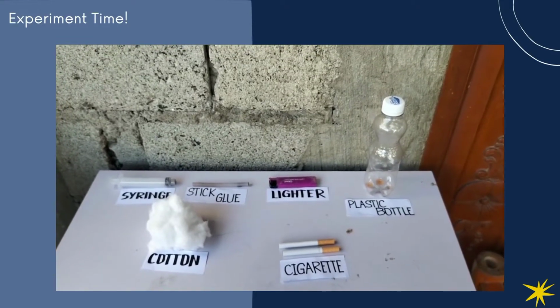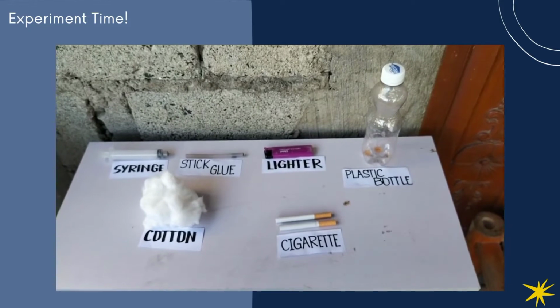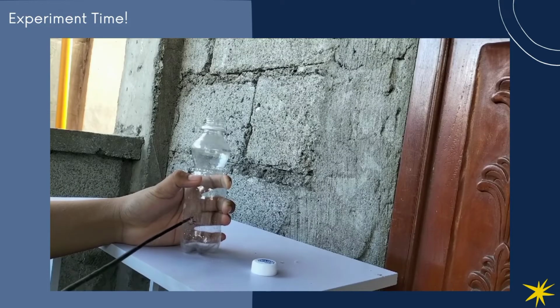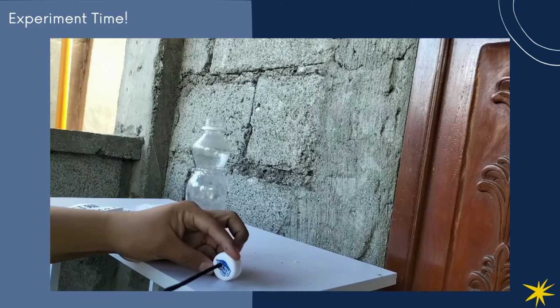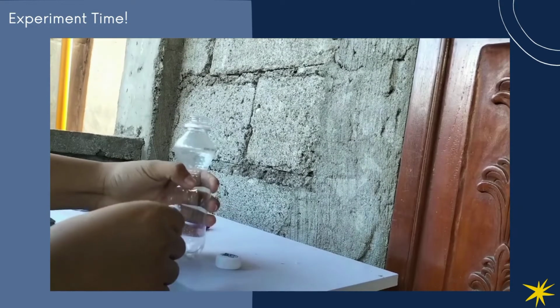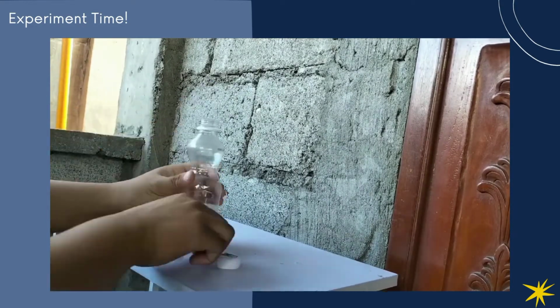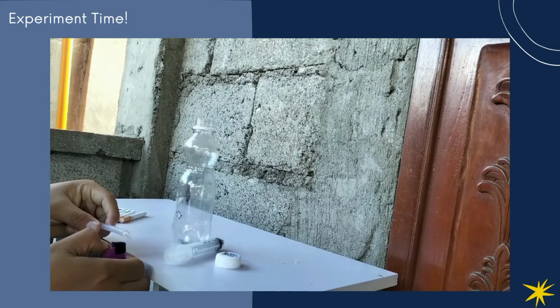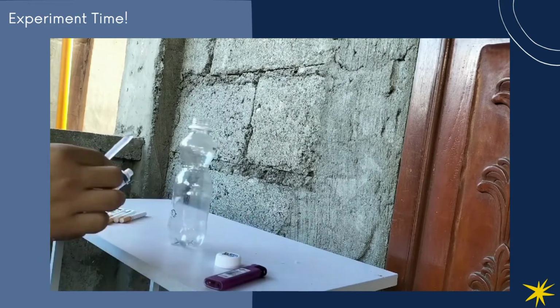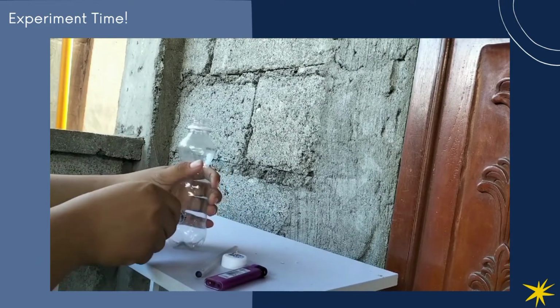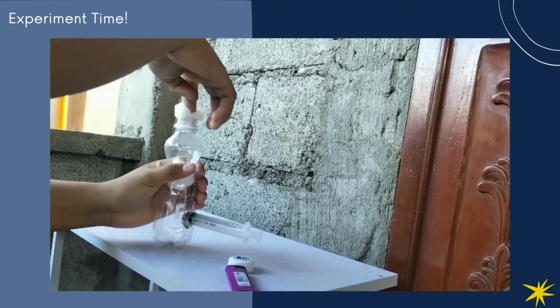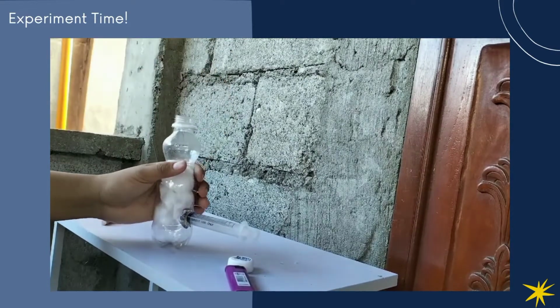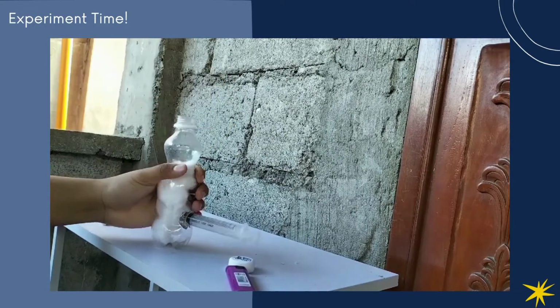Procedure: prepare all materials, equipment, and attire to be used. Use a hot round iron to make a small hole on the plastic bottle and on the top of the cover of the plastic bottle. Use stick glue to put the syringe in the hole of the plastic bottle. Put cottons inside the plastic bottle for the representation of lungs.